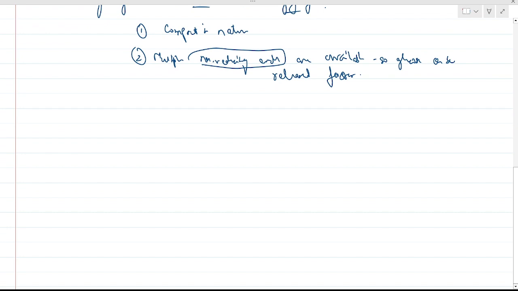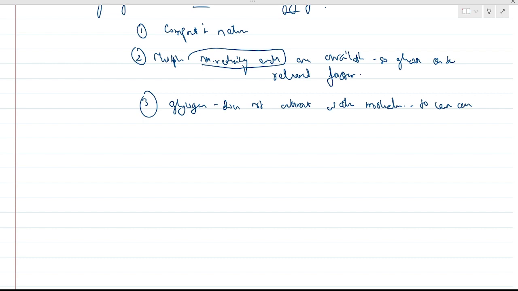The third reason is that glycogen does not attract water molecules to cause cell lysis.